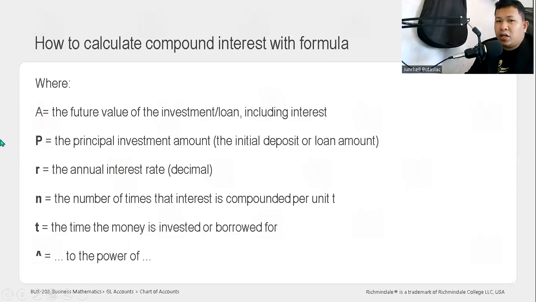Okay. So here, A is the future value of the investment or loan, including the interest. P is the principal investment amount, the initial deposit or loan amount. R is the annual interest rate, in decimal form. Then N is the number of times that interest is compounded per unit. T is the time the money is invested or borrowed for, right? Then this is the sign usually for exponent, or the power of.